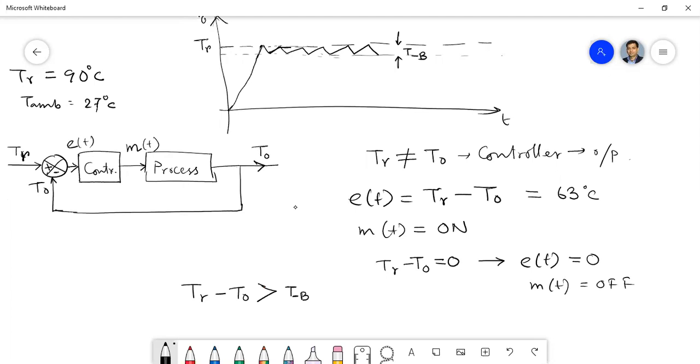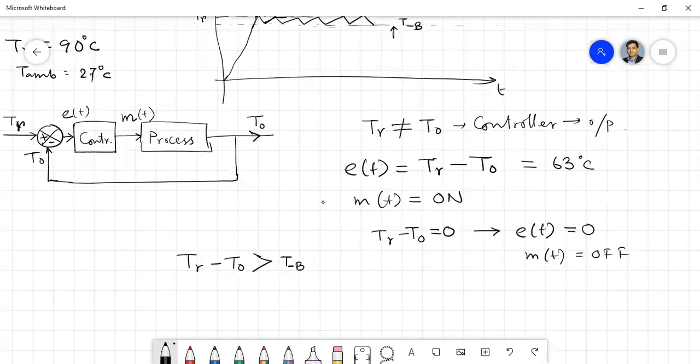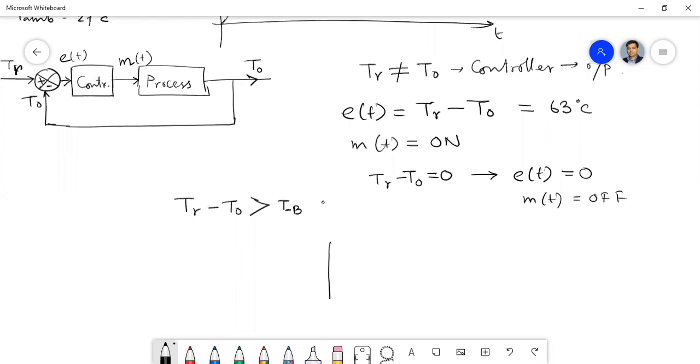Okay. So if I want to draw it as the input and output of this controller, how will it look? What is the input of the controller? ET. What is the output of the controller? MT. Right? The controller has ET and MT.